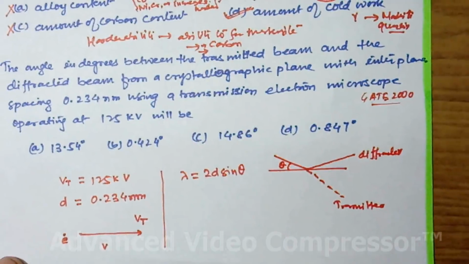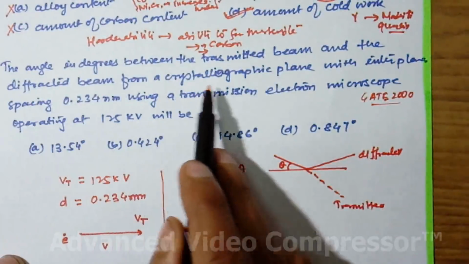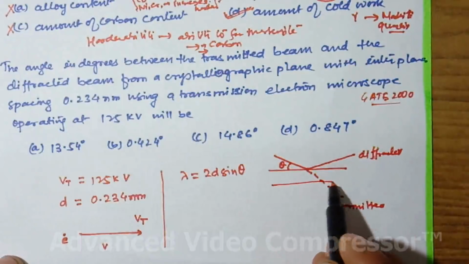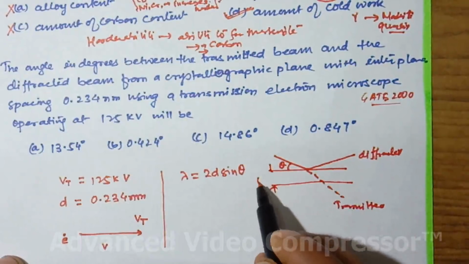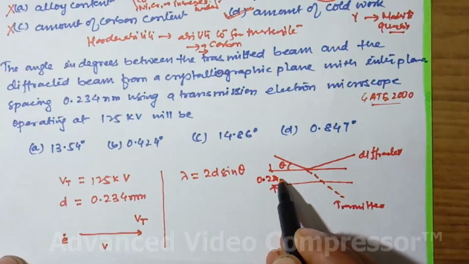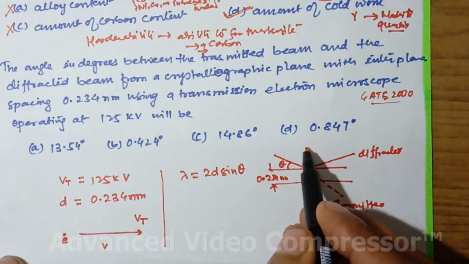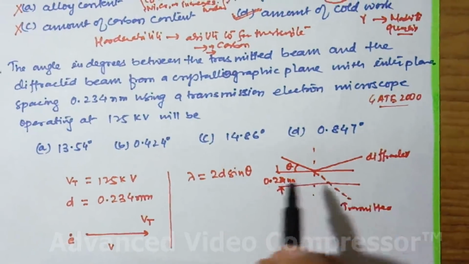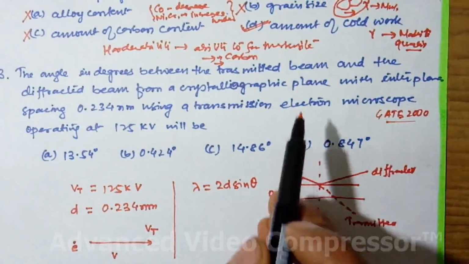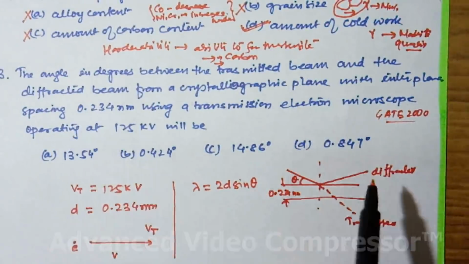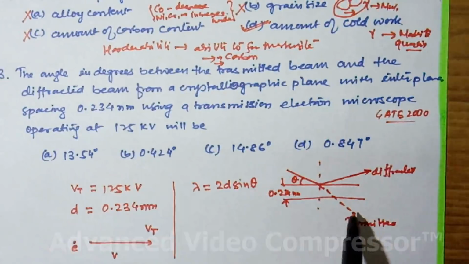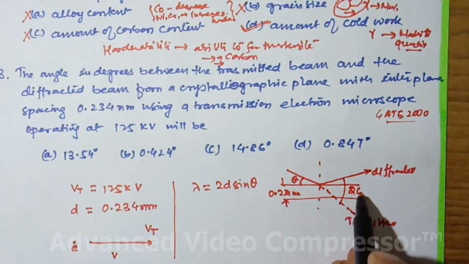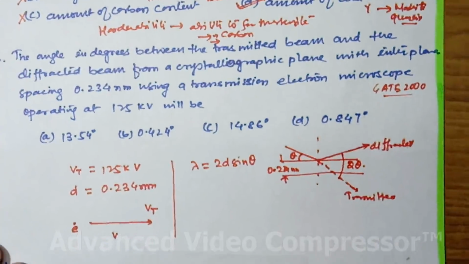And the interplanar spacing is 0.234 nanometer. Okay, so here it is asking about the transmitted beam and the diffracted beam. Diffracted beam is this one and transmitted is this one. So this angle it is talking about. So this angle will be 2 theta. Okay, so now we will try to find this.